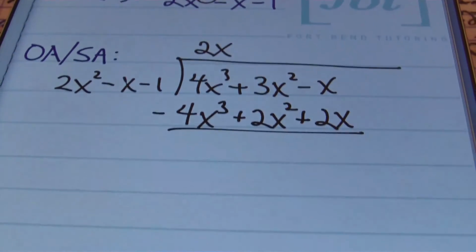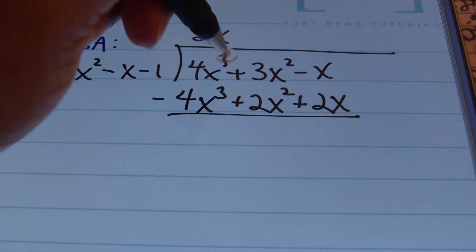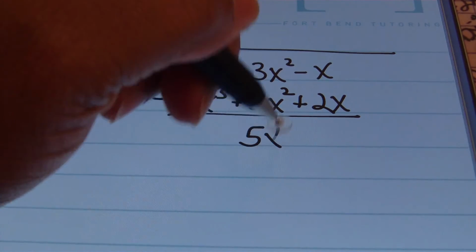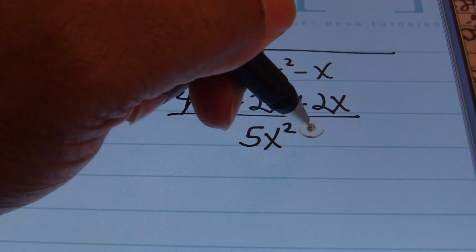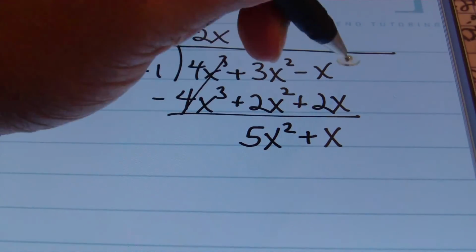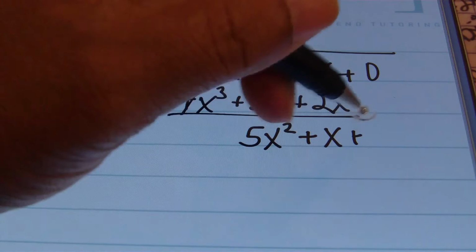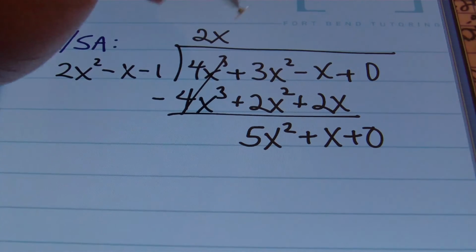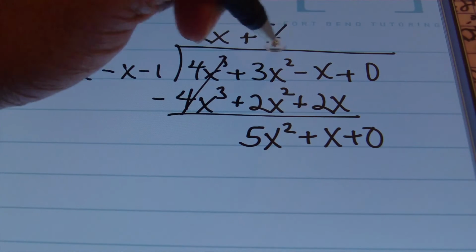My 4x cubes now will cancel out. I'll add the 3x squared plus the 2x squared to give me 5x squared. Negative x plus 2x is a positive x. And I can go ahead and add a 0 here. All right, and bring that down. And what do I need to multiply 2x squared by in order to get 5x squared? Absolutely. I'll need to multiply by 5 halves. So this is going to be plus 5 halves here.